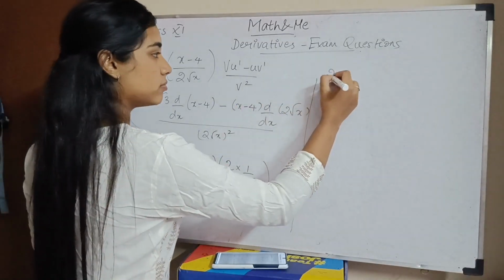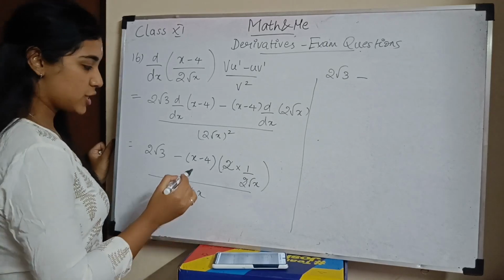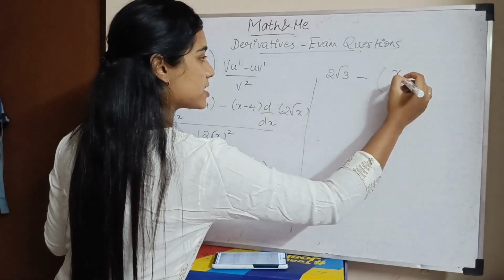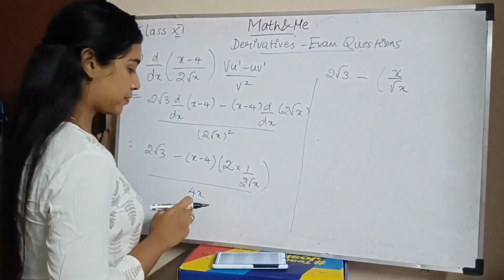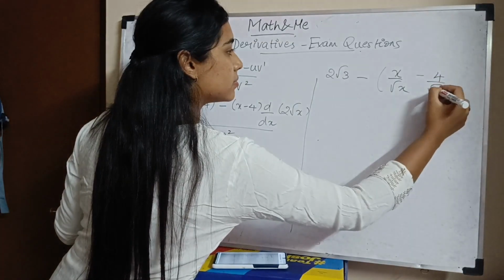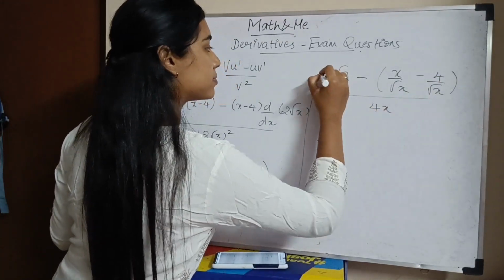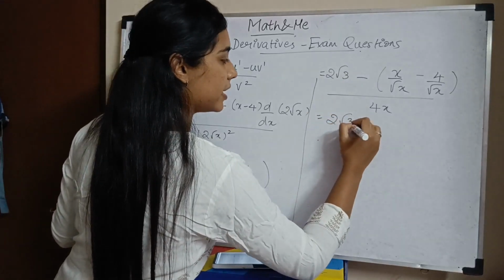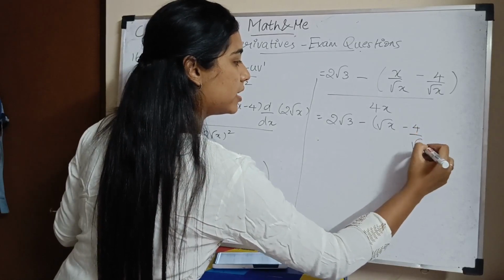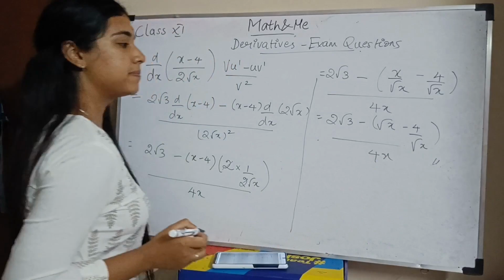The 2 gets cancelled with the minus. So I have x times root x, which is x divided by root x, minus 4 by root x, divided by 4x. So I can further simplify it. I have (root x minus 4 by root x) divided by 4x. Okay.